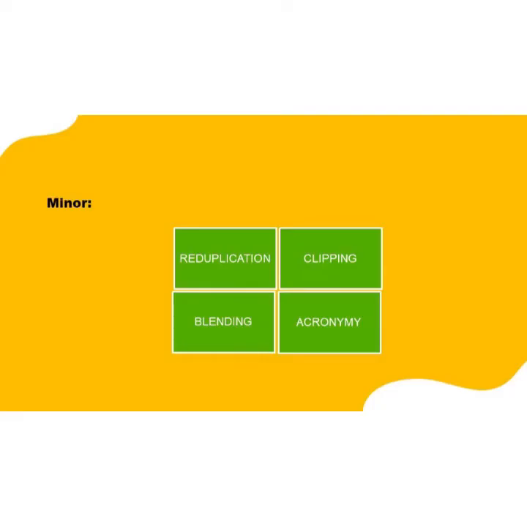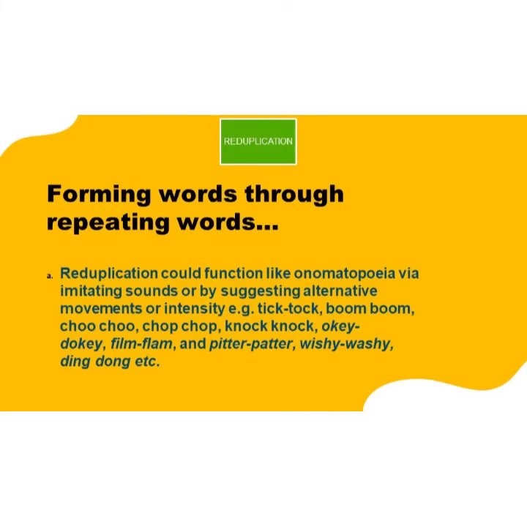Let's look at reduplication. Duplicates, I'm sure you know that. Duplicate is when something is double. Reduplication is forming words through repeating words. Reduplication could function like onomatopoeia. Onomatopoeia is imitating sounds, or it could just suggest alternative movements or intensity. For example, boom boom suggests intensity, right? Tick tock suggests sounds. Choo choo, chop chop, knock knock, okie dokie, and all of that. Pitter patter, wishy washy, ding dong. They are examples of reduplication.